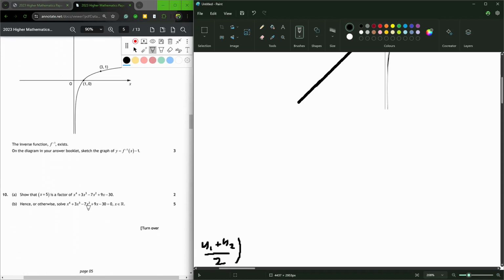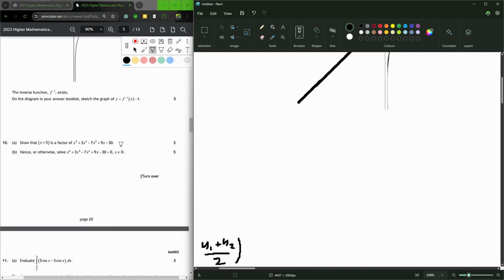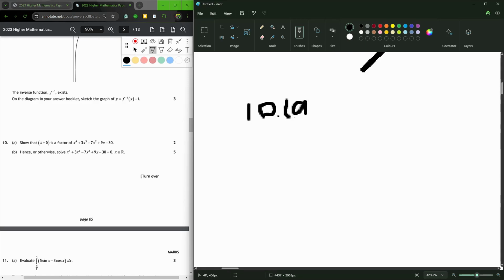Right, moving on. We've got question 10. Show that x plus 5 is a factor of that function. And then we have to solve it, which is 7 marks in all. Oh, terrible. So, best get into it then. So 10a, this one's a bit easier.